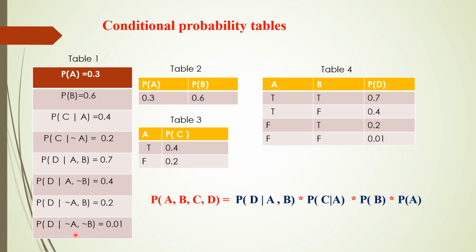If nodes A and B are both true, the value is 0.7. A is true, B is false means 0.4. If A is false, B is true means 0.2, and if both are false means 0.01. And there is a formula to compute: probability of D given A, B, times probability of C given A, times probability of B, times probability of A. So this is the formula to compute the above probabilities.